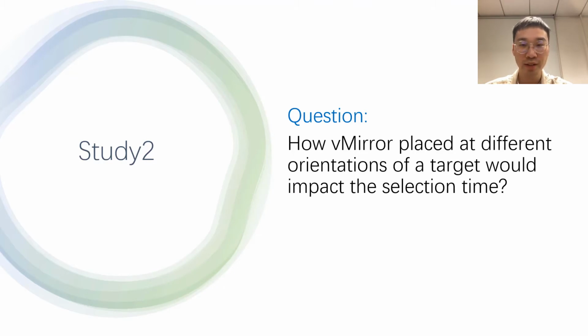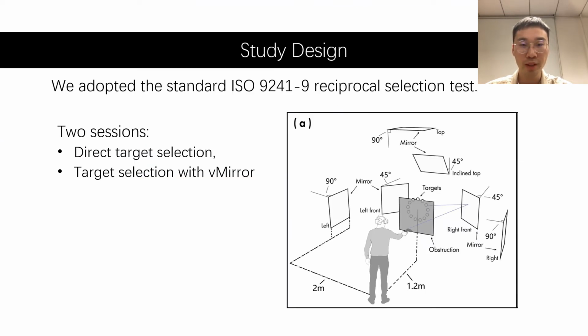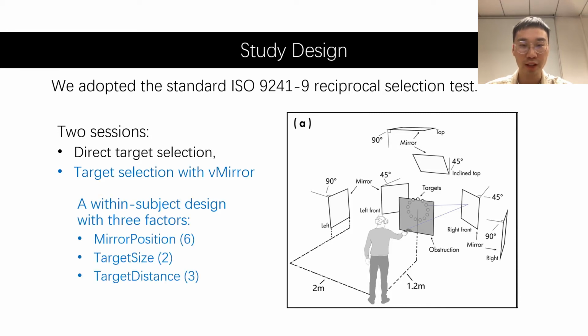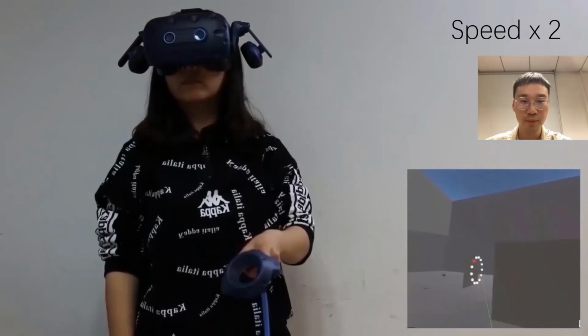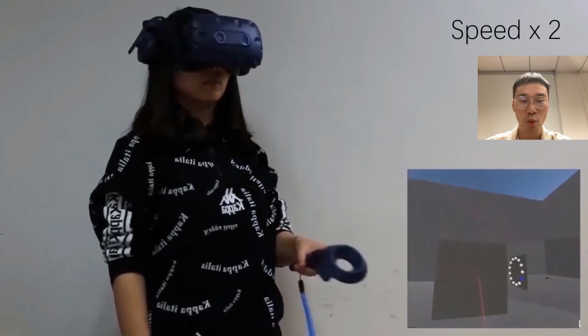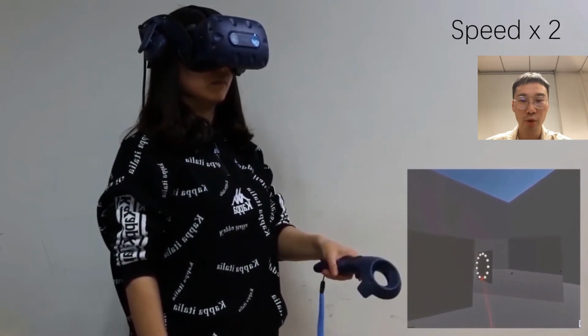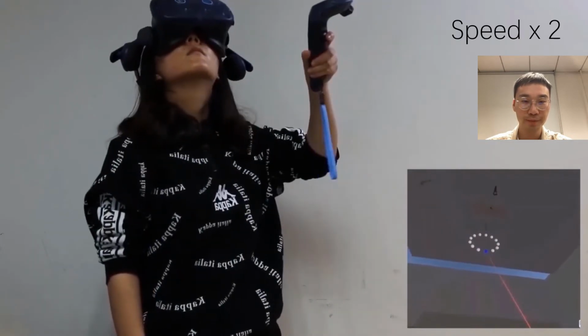Then we conducted the second study to examine the target selection performance with mirrors at different orientations. We adopted the standard reciprocal selection test. We designed 2 sessions, the direct target selection and target selection with vMirror. For the target selection with vMirror, a within-subject design with 3 factors was used, including mirror position, target size, and target distance. Participants were the same as Study 1. We measured selection time, error rates, and subjective feedback.